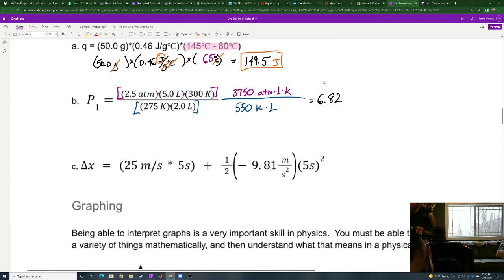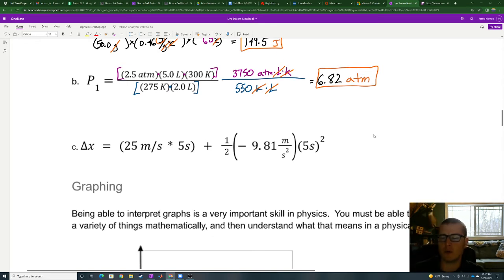6.82 what? Well, let's look at the units if you're interested. We got liters on top, liters on bottom, those cancel. We have Kelvin on top, Kelvin on bottom, those cancel. And as you can see, ATM is the only thing that didn't get canceled, and so that's what our answer is going to be. All right, let's look at C real quick.